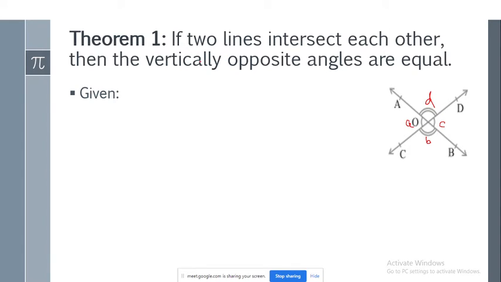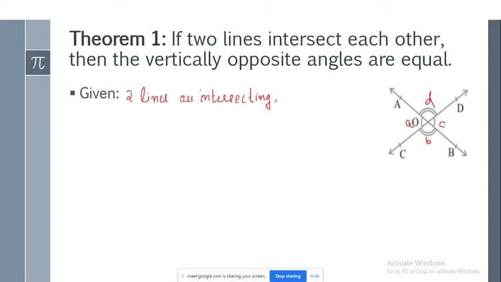If two lines intersect only then we will get vertically opposite angles. So the given thing is two lines are intersecting. Two lines AB and CD are intersecting, and then we can talk about the angles. So four angles are forming.